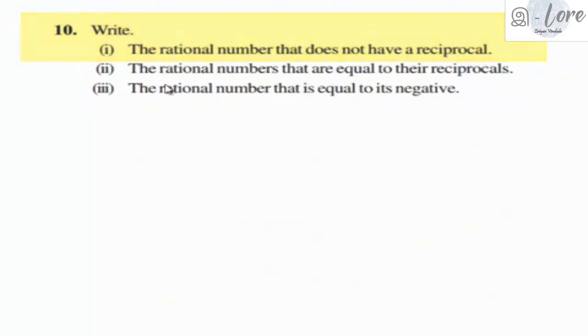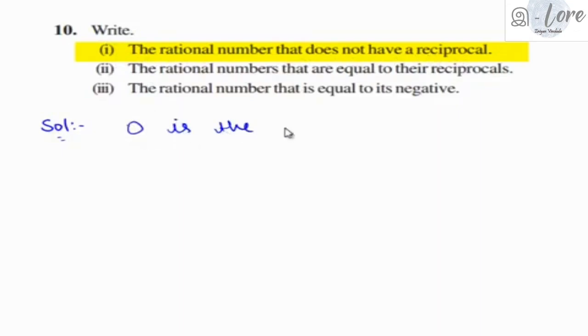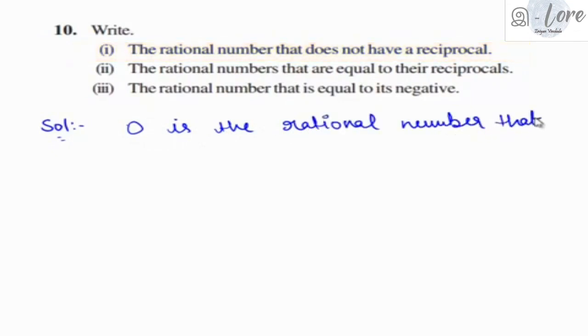The question is: write the rational number that does not have a reciprocal, the rational numbers that are equal to their reciprocals, and the rational number that is equal to its negative. These are the three questions we have to solve, but we go for the solution first. So we'll take the first one: the rational number that does not have any reciprocal. So 0 is a rational number that does not have any reciprocal.